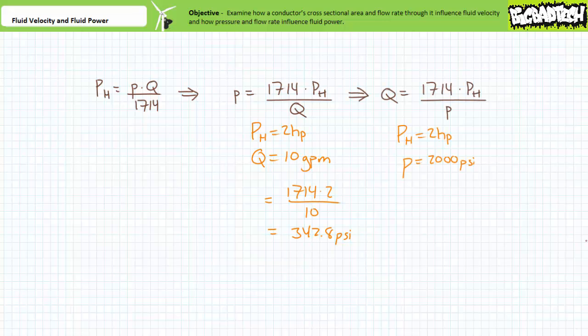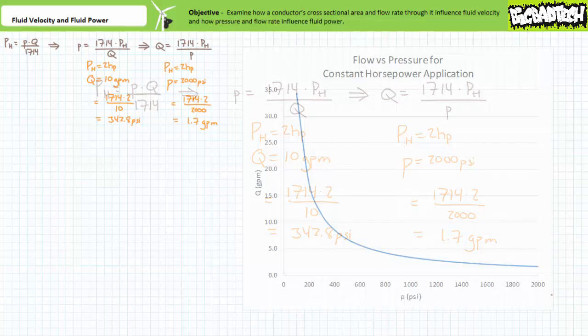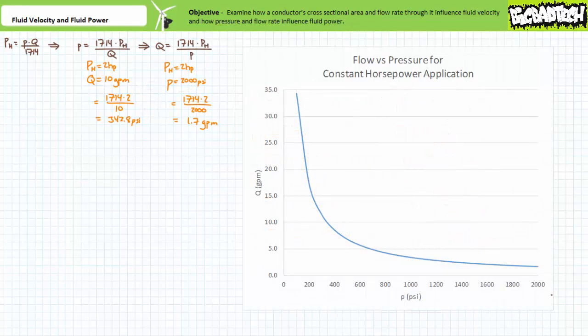Similarly, if pressure increased to 2000 psi, we could rearrange our hydraulic power formula to solve for flow. Substituting in the given values, we find flow has decreased to roughly 1.7 gallons per minute. You note when flow output is plotted as a function of pressure requirement for a constant horsepower application, it forms a rather uniquely identifiable curve. At any point on this curve, the product of pressure and flow yields a constant power output, in this case our given value of 2 horsepower.